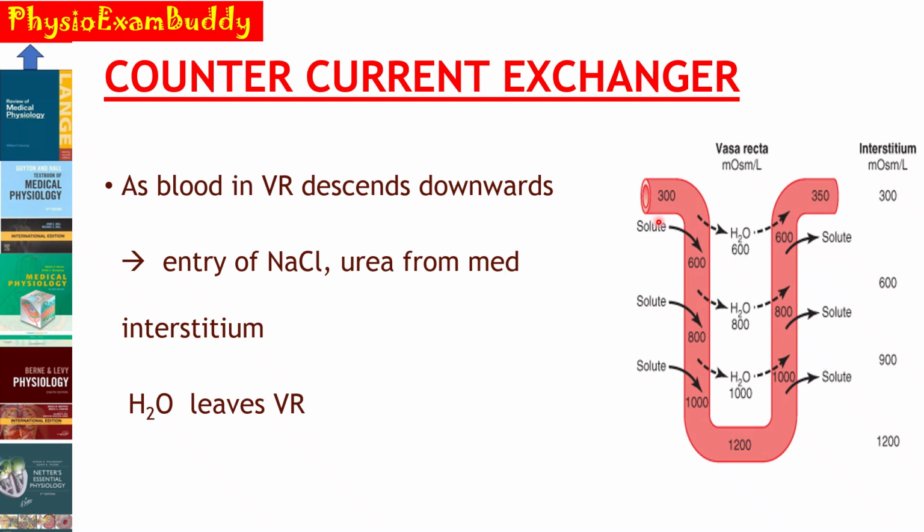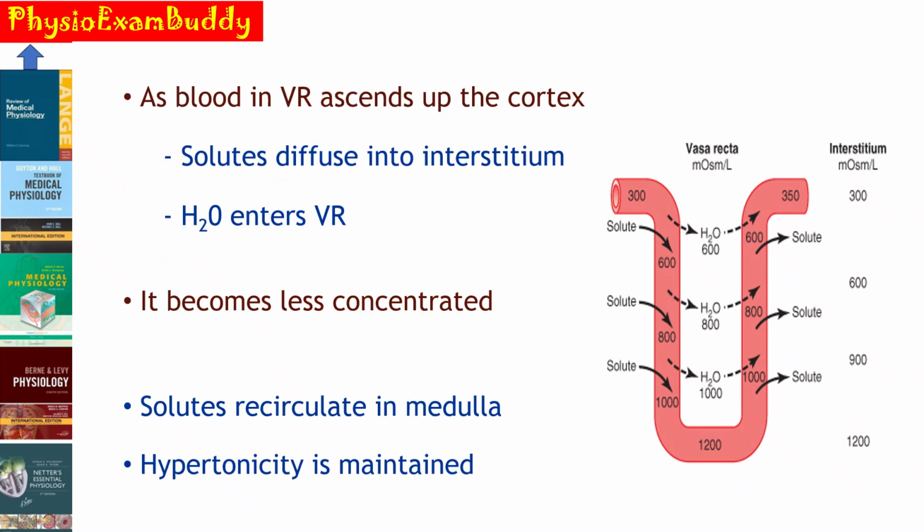So this vasa recta acts as the counter current exchanger which lies very close to the loop of Henle. So blood is entering the vasa recta. As blood in the vasa recta descends downwards, there occurs entry of the solutes, particularly sodium chloride as well as urea, from the medullary interstitium. Whereas what happens to the water? Water will be leaving out of the vasa recta.